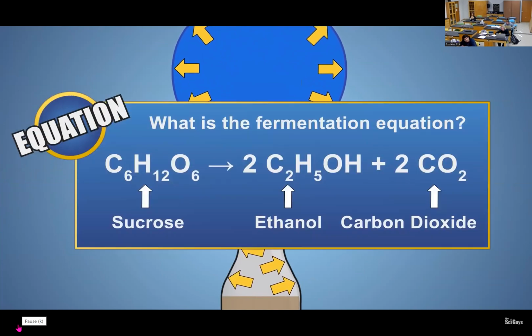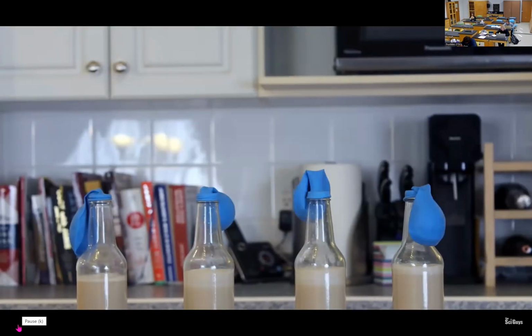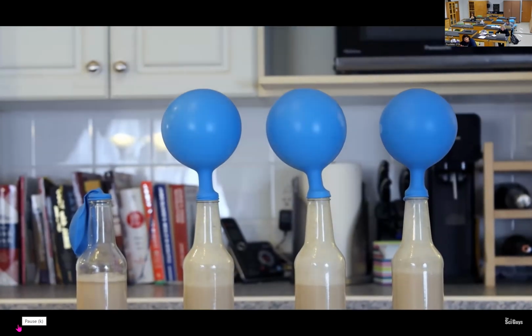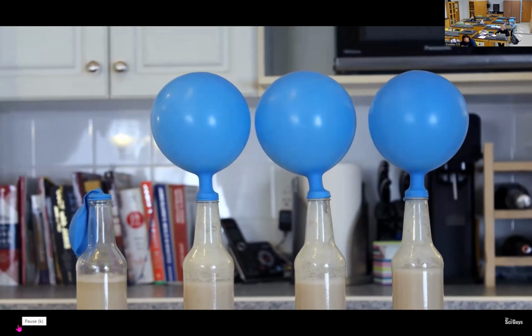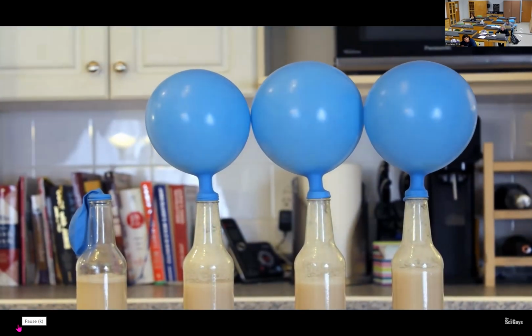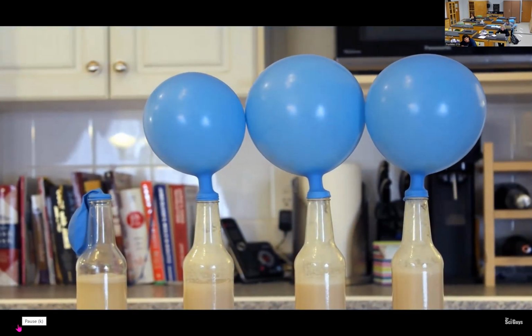The equation for this reaction looks like this. The reactant sugar, sucrose, is on the left, and the products, ethanol and carbon dioxide, are on the right. The bottles with greater amounts of sugar have more food for the yeast to consume, which results in larger amounts of carbon dioxide produced and a larger balloon on the top of the bottle. That's it for fermentation. Thanks for watching.